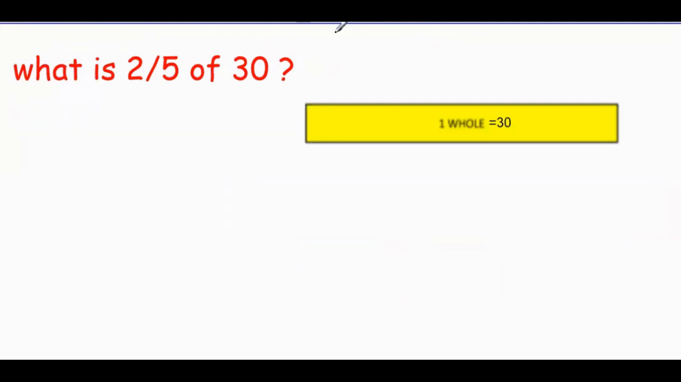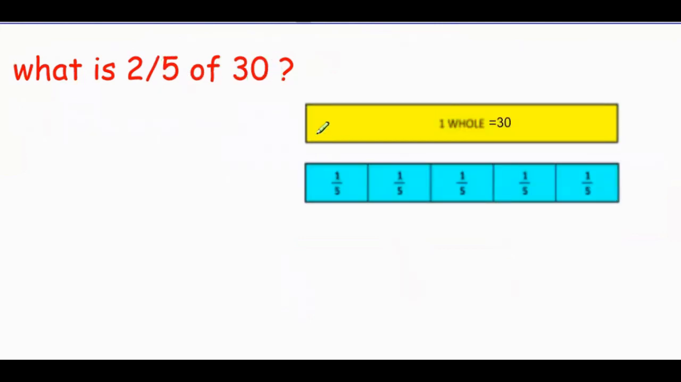Okay. I want to find 2/5 of 30. The whole is 30. I want 2 parts out of 5 parts. Now you are sure about the idea. So the whole 30 should be broken into 5 equal parts, like that. I divided or broke the whole into 5 equal parts. Each part is 1 out of 5. Each part is 1/5. But what is the value of each part?